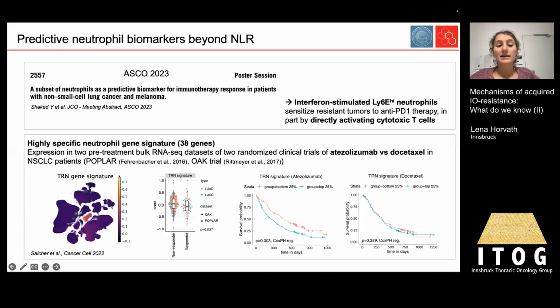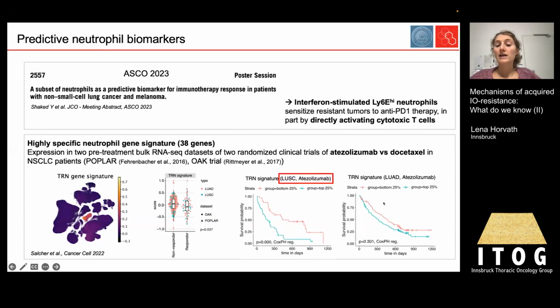And in our own work, we defined a gene signature of 38 genes. These genes are highly specific for neutrophils. You can see here on the left-hand side, these are all cells in the tumor microenvironment. And only this cell cluster here, which are the neutrophils, only they express these genes. And we found that those patients that have a high expression of this 38 neutrophil gene signature respond significantly worse to immunotherapy with atezolizumab, and this wasn't found in chemotherapy. And the effect was particularly strong in squamous cell carcinoma patients.